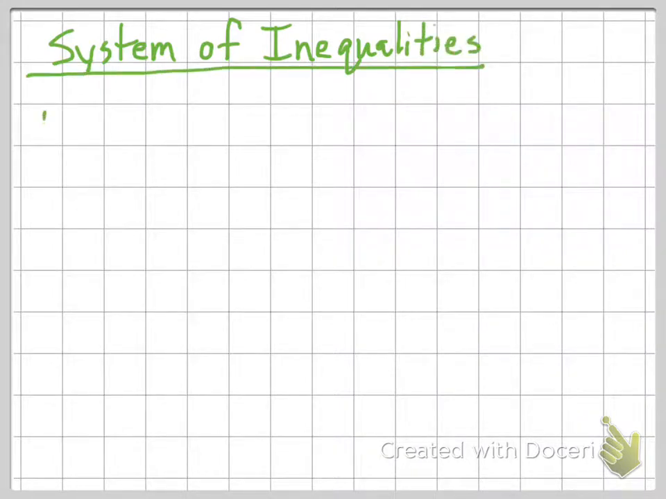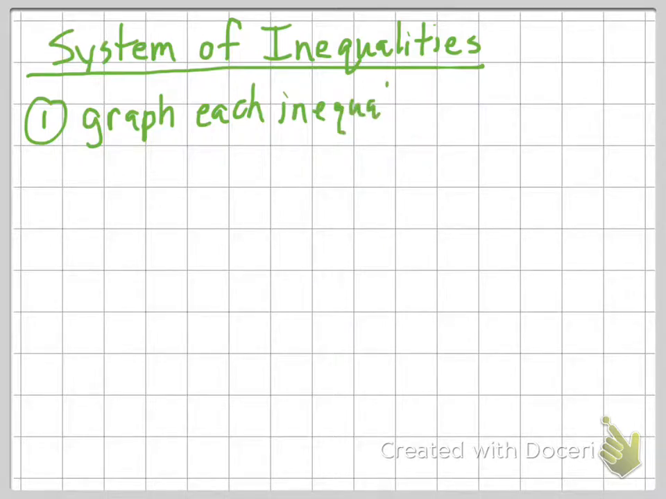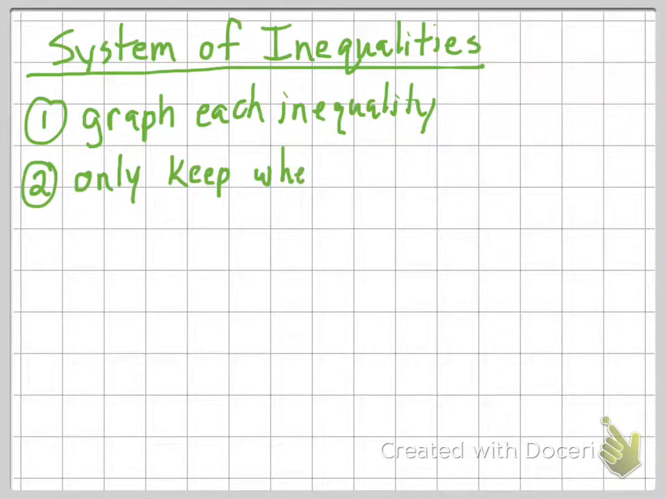Okay? And for the last thing we did on systems, solving a system of inequalities with two variables. Okay, this one is similar to the graphing method because that's the method we're going to use for inequalities. Okay, step 1, graph each inequality. Step 2, only keep where they overlap.